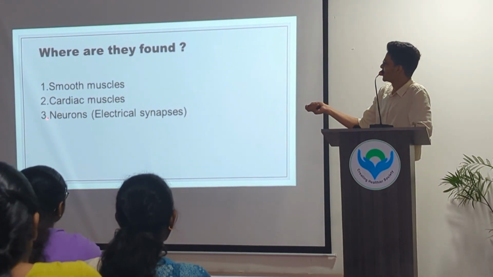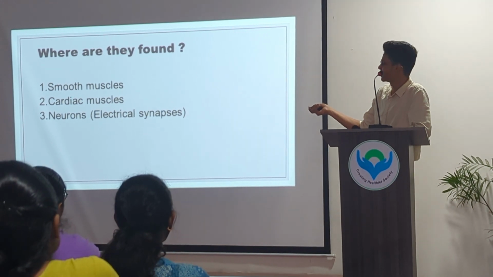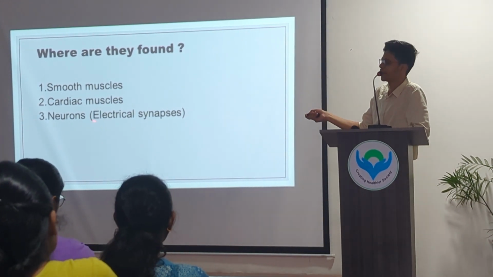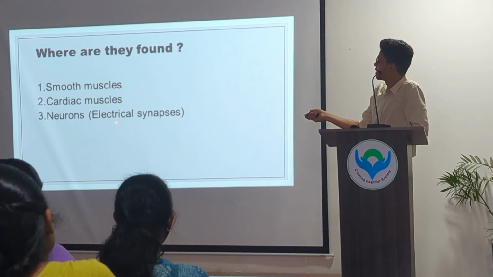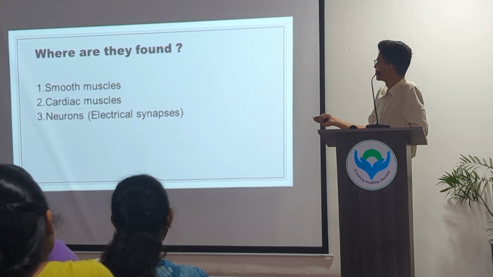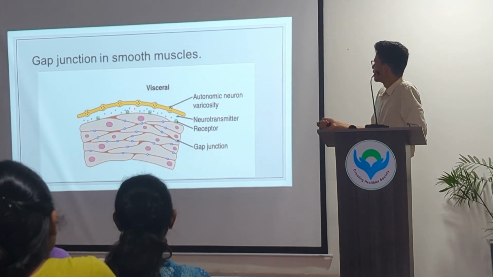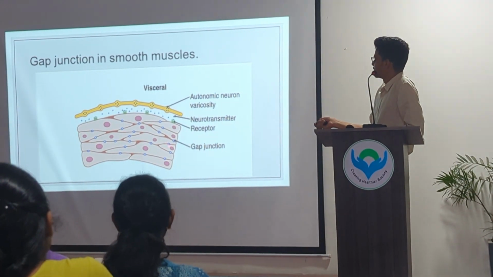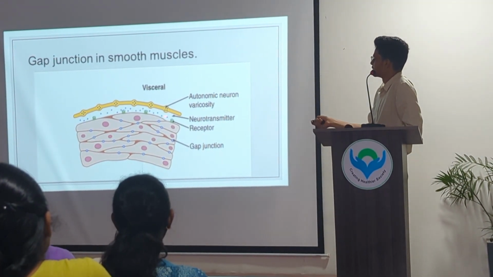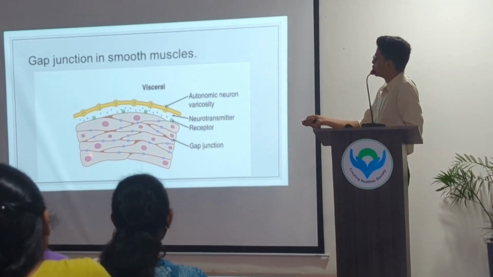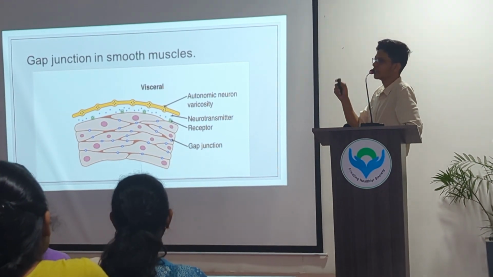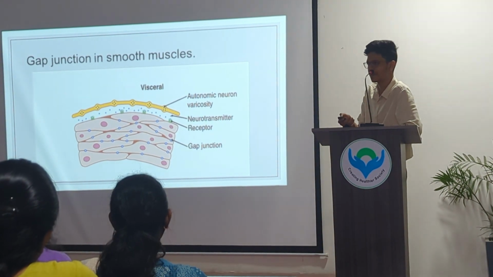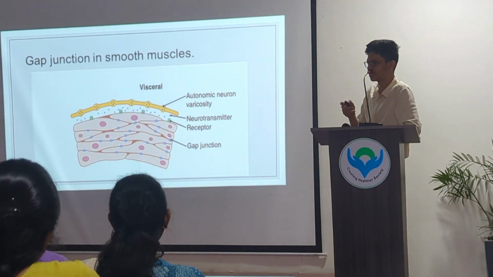But we mainly find gap junctions because of excitability. They have electrical synapses. And gap junctions are also in smooth muscles. You see these blue dots. These blue dots are gap junctions between these muscles. So smooth muscles are also a syncytium. What is a syncytium and what are intercalated discs? I will explain in the next slide.